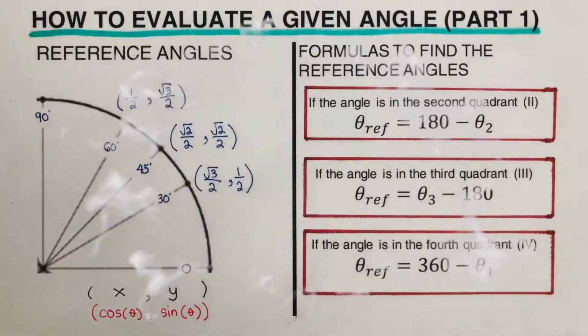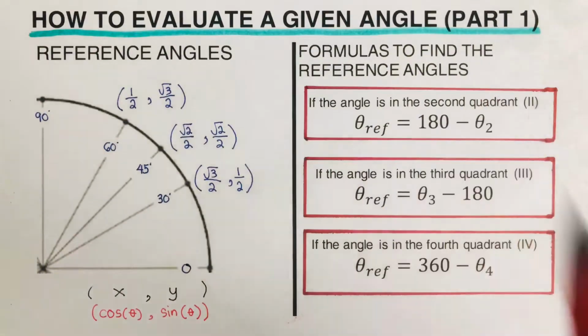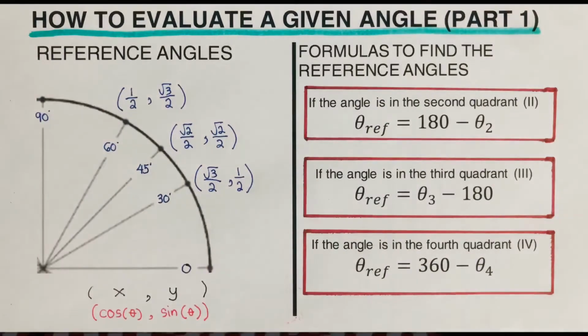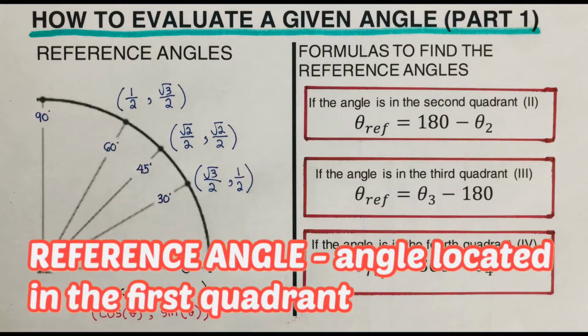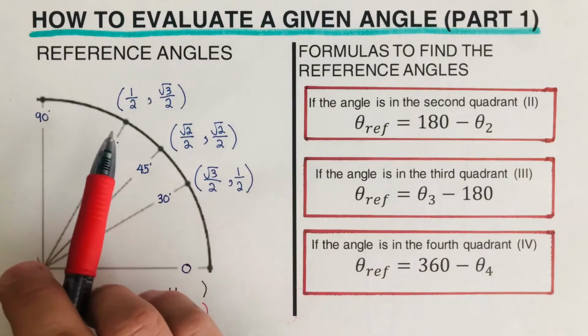Everyone. In this video, we will be evaluating a given angle, and this is the first part. Before we jump into some examples on how to evaluate a given angle, we need to remember the following important information. First, reference angles. Reference angles are angles that are located in the first quadrant. So these angles right here are considered as the reference angle.